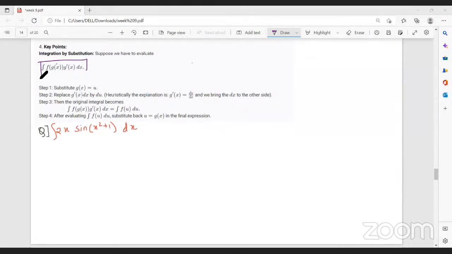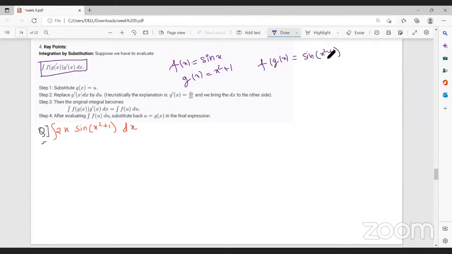Can you please describe that formula once more? So this type of integral is f of g of x times g dash of x. If you consider this example, here f of x will be sine of x, and g of x will be x square plus 1. So f of g of x will be sine of x square plus 1.